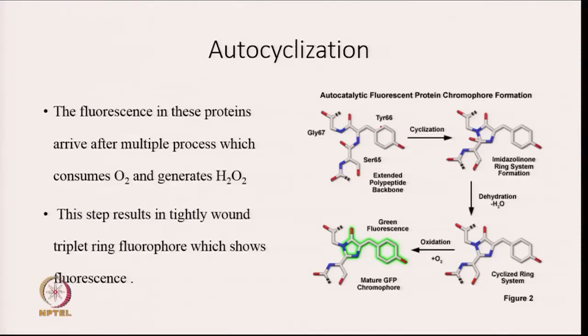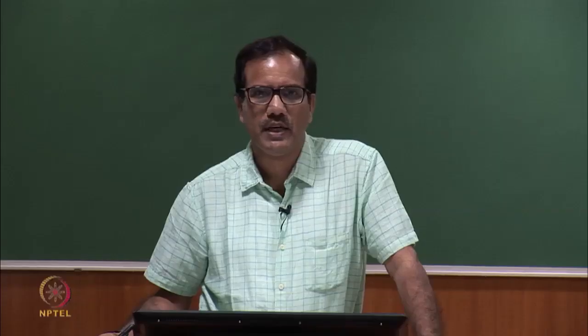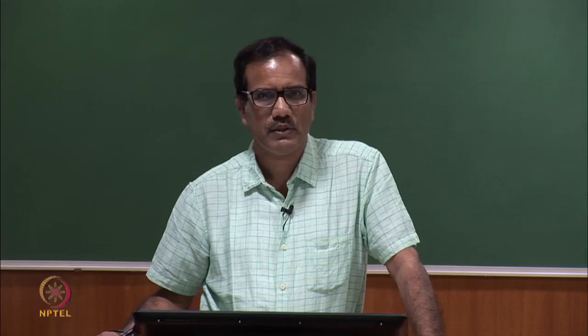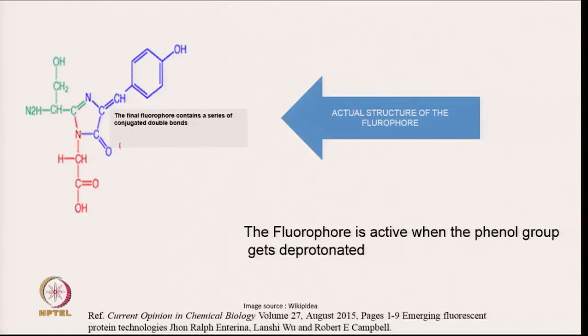What happens basically is that serine 65, tyrosine 66 and glycine 67 undergo cyclization to form an imidazolinone ring system, and it undergoes dehydration to give you a cyclized ring system, which on oxidation gives you green fluorescence. This is known as the mature GFP chromophore. The fluorescence in GFP arises after multiple processes which consume oxygen and generate H2O2, and this results in a tightly wound triplet ring fluorophore which shows fluorescence. And this is the final structure of the cyclized fluorophore.